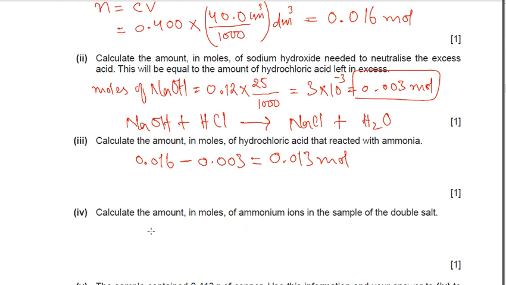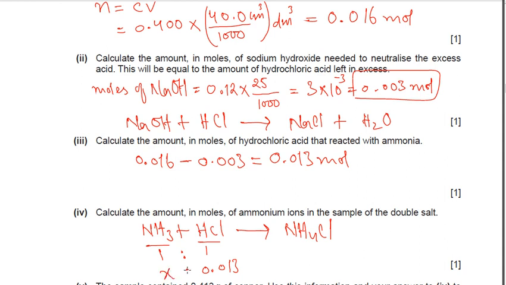So again, the ratio for the ammonia and NH3 plus HCl, this will produce NH4Cl, and you can say the ratios are the same. So the amount ratio is 1:1. If the amount of the acid that initially reacted with the ammonia was 0.013, the ratios are the same. That is why the amount of the ammonia will remain the same, that is 0.013. Got it?